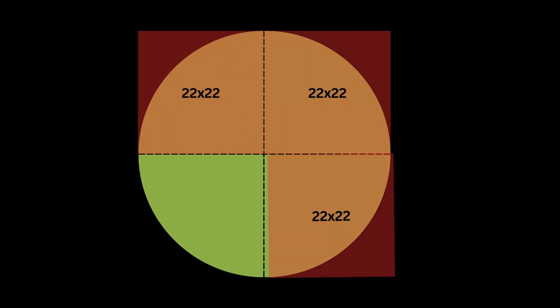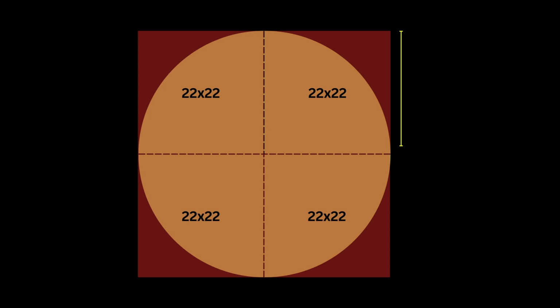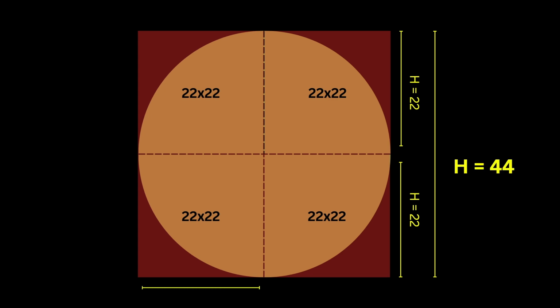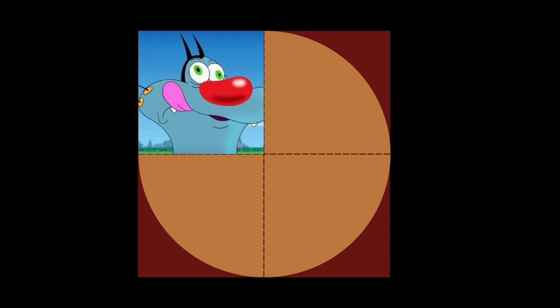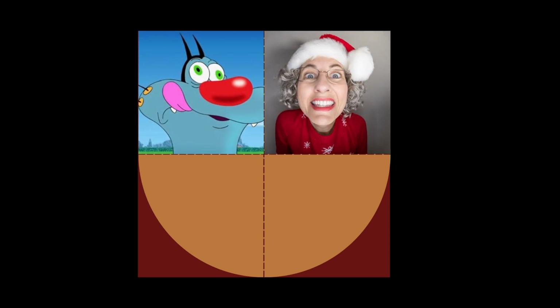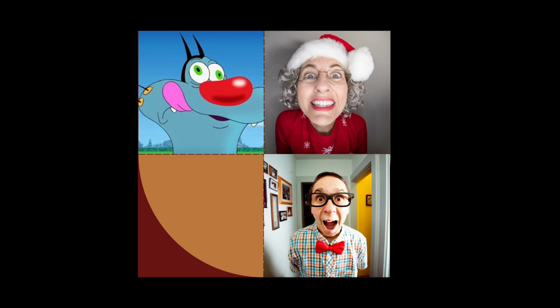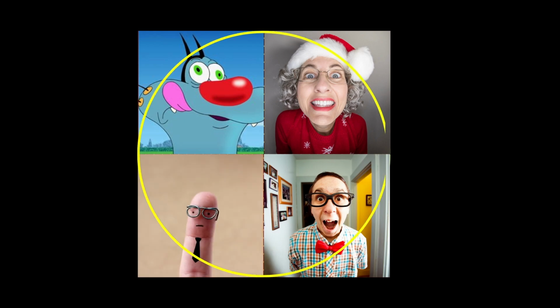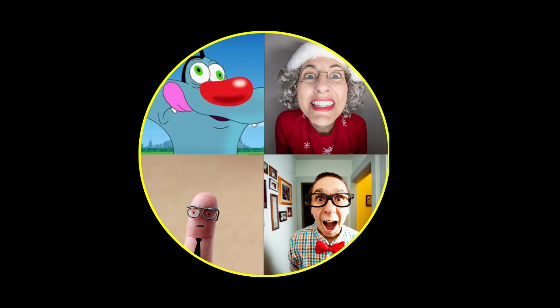So the size of the first square is 22 by 22. Similarly, the size of the other squares is 22 by 22. The height of each inner square is 22 plus 22, so the total height we have is 44. Similarly, the width of each square is 22 plus 22, so the total width we have is 44. So the first image has a size of 22 by 22, the second image has the same size, and similarly the third and fourth images. Take this in a circle and clip the circle so that you will get a shape like this.